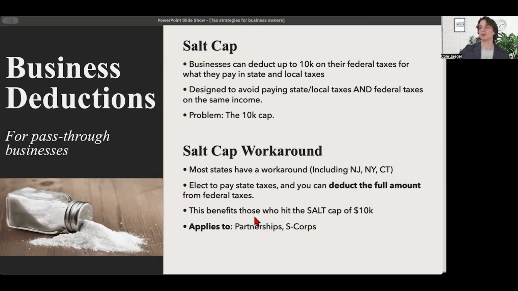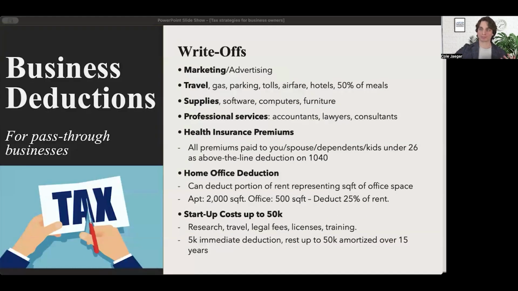This applies to partnerships and S corps. Unfortunately, it doesn't apply to sole proprietorships because you have to pay those taxes at the entity level. Write-offs. So what are the expenses that you're allowed to write off your taxes?